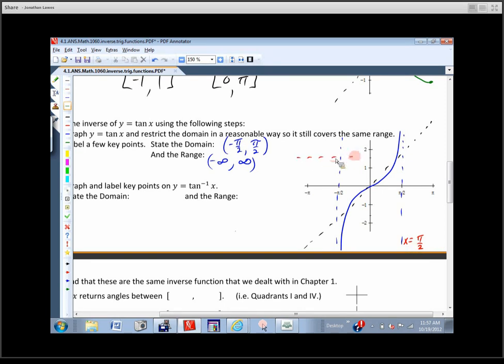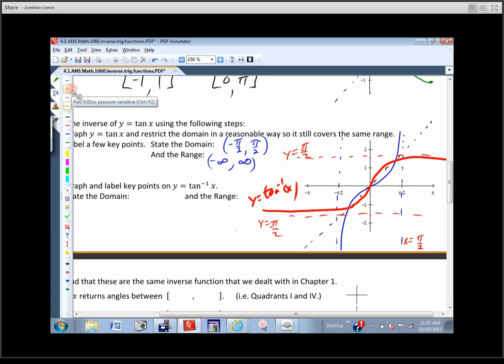Did I say that right? Okay. So I'm going to have another horizontal asymptote of y equals negative pi halves. And here's what the graph's going to look like. Now, again, I'm kind of speeding along here, so it's not going to look perfect, but that's what it looks like. That red one. This is y equals tangent inverse of x. Questions there?